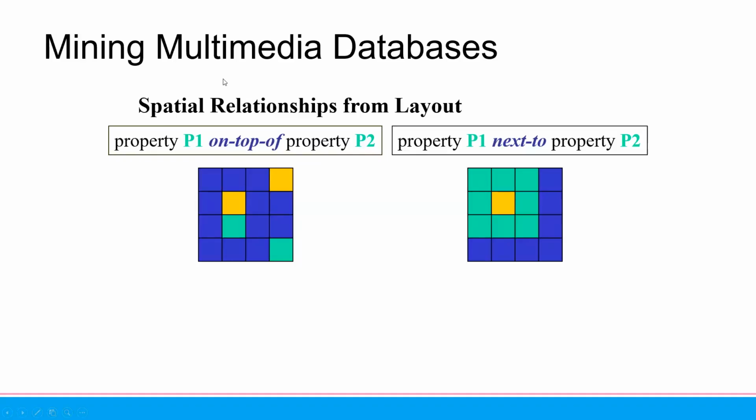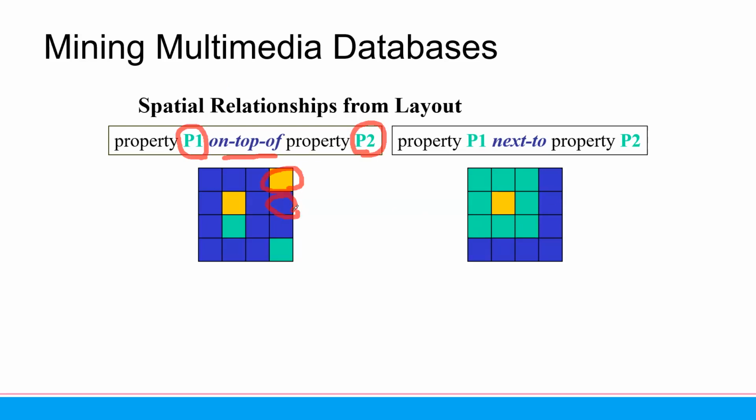So when we deal with the multimedia database, we can have spatial relationships. What is a spatial relationship? For example, I want to know that property P1 is on top of property P2. So you can see, for example, the yellow is on top of blue.